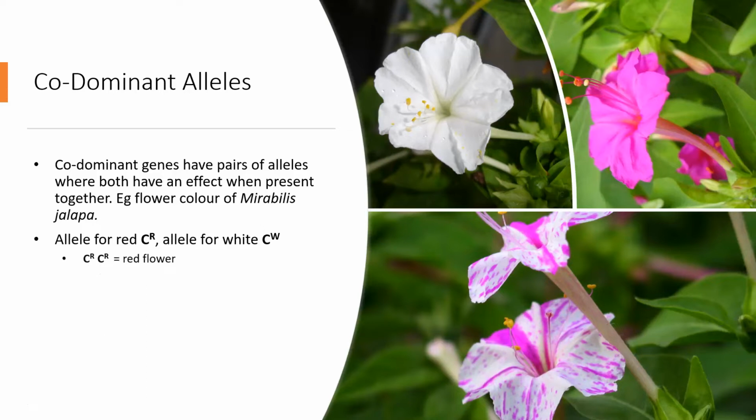So if we get double CRs, we get a red flower. If we get double CWs, we get white flowers. If we get a CR and a CW, we get a pink flower. Okay, now you'll see that both the R and the W are capital. They're both dominant. So when you get the two together, that's why we get codominance.